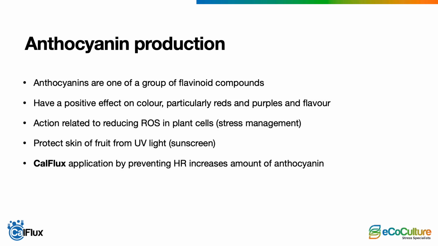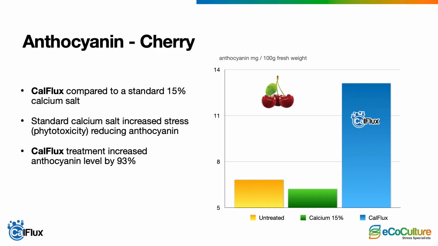Anthocyanin production. Anthocyanins are one of a group of flavonoid compounds and have a positive effect on color, particularly reds and purples, and on flavor. Their action is related to reducing ROS in plant cells. For stress management, they protect the skin of fruit from UV light, acting as a sunscreen. Calflux application, by preventing HR, increases the amount of anthocyanin in cherry.